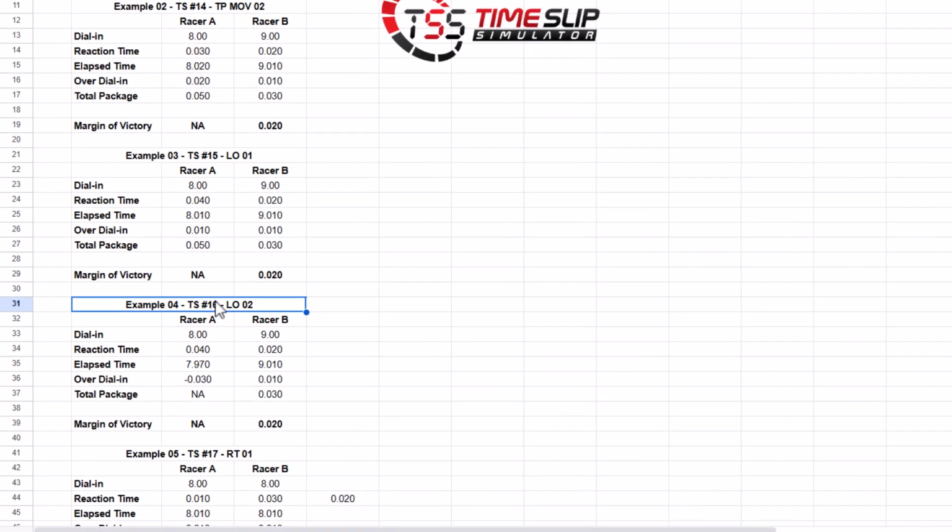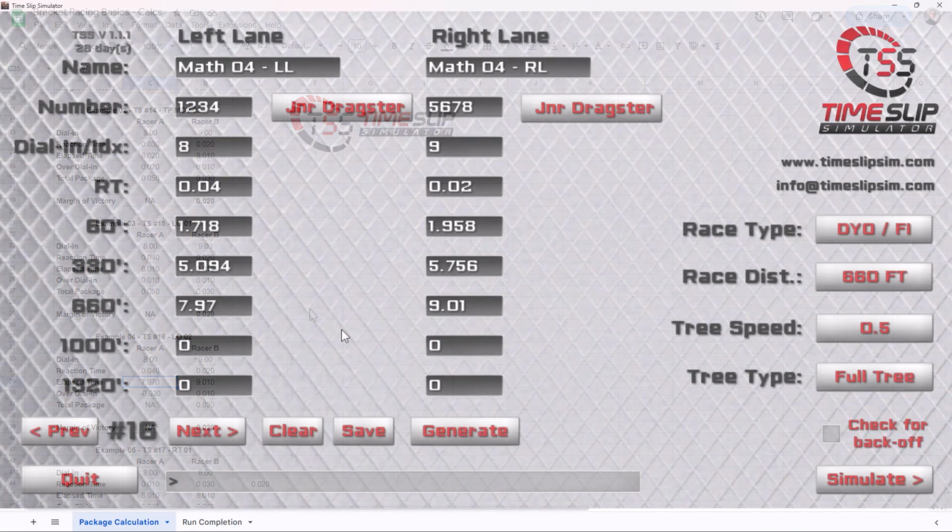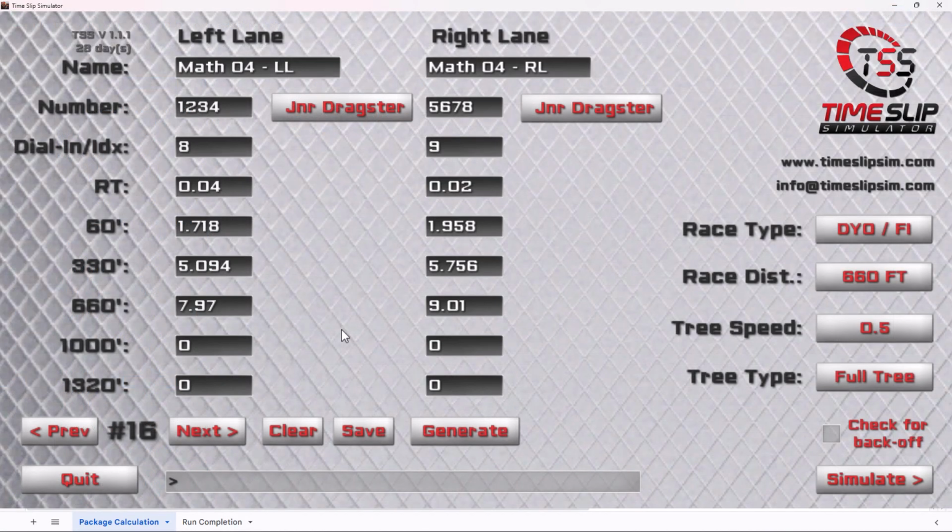where racer A now is going to break out to try and beat their opponent. So similar situation, reaction time of 400ths is greater than the total package of racer B. They're going under in this instance by 300ths. Let's see that example in the TSS. So here's the example in the TSS. Let's press simulate.